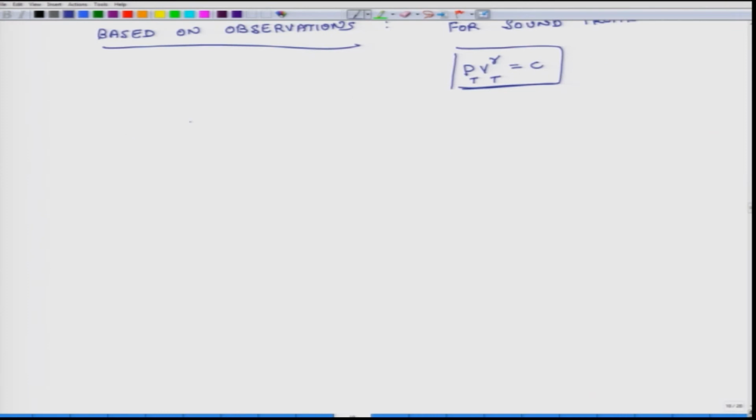So, what we are going to do is rewrite this, and now I am going to differentiate it. So, I am going to take the total derivative. So, dP(t)/dt times V(t) to the power of gamma, plus P(t) gamma V(t) to the power of gamma minus 1 times dV(t)/dt equals 0.